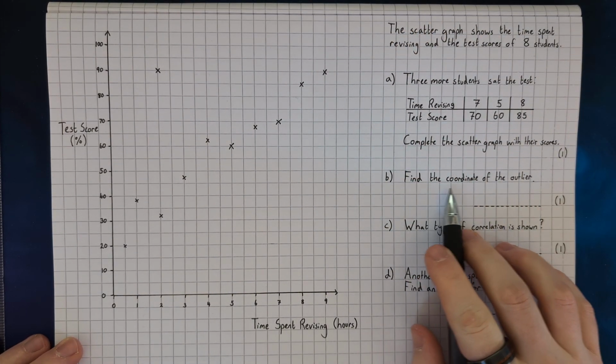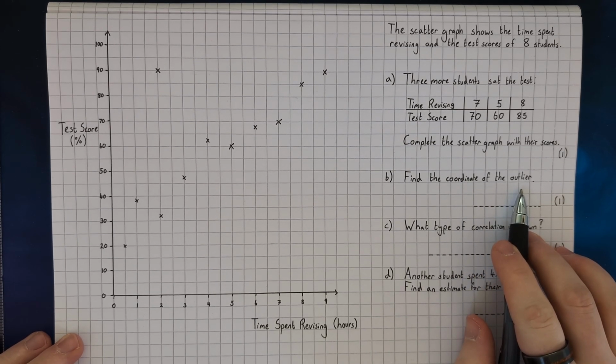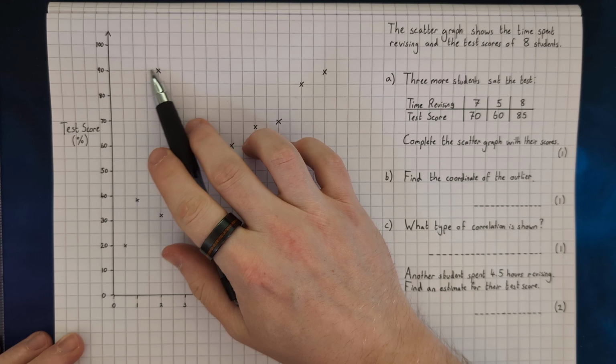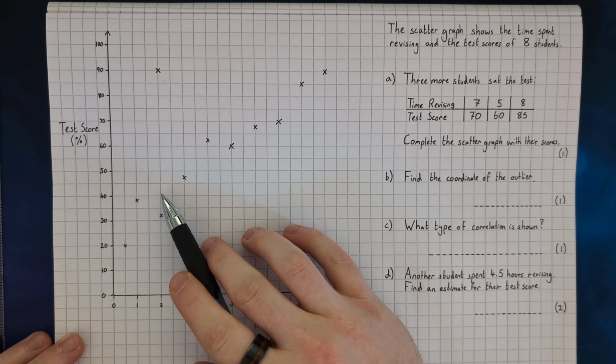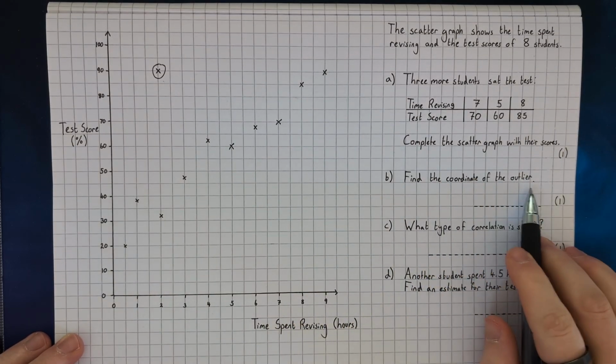The next one says, find the coordinate of an outlier. Now, an outlier is a point that lies out the way of the rest. In this case, there's one point over here, which is really far away from all the rest of these points. So sometimes the question asks you to circle it. In this case, it doesn't. It asks us to find the coordinate.